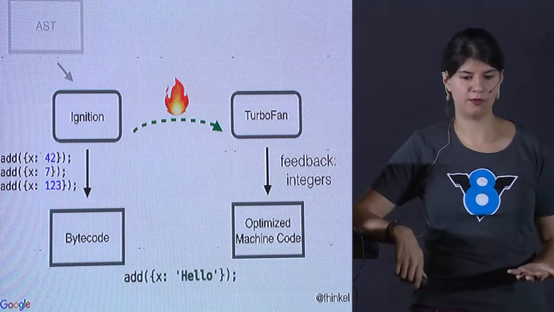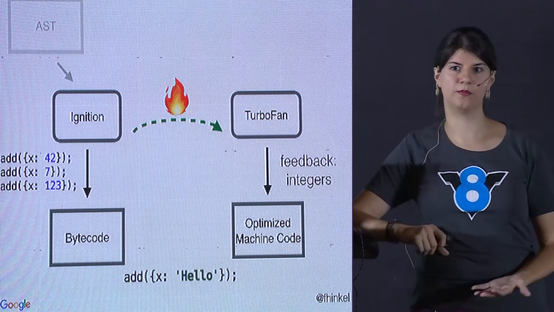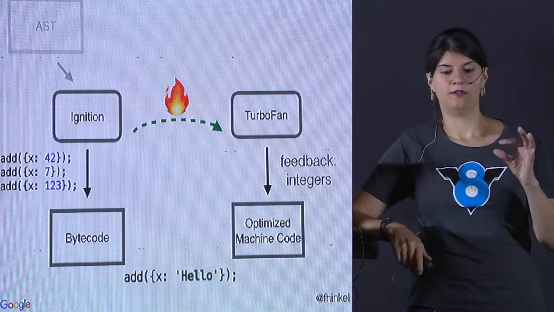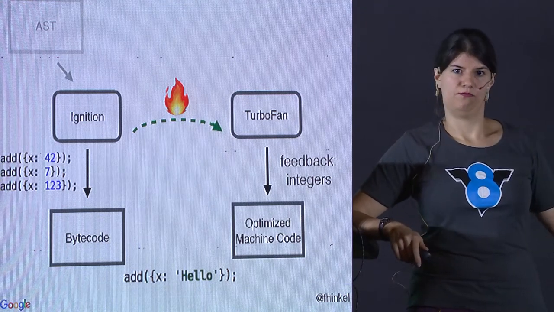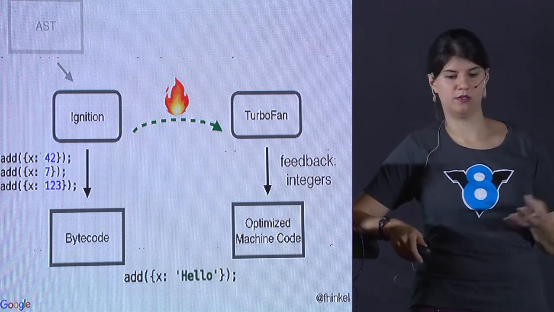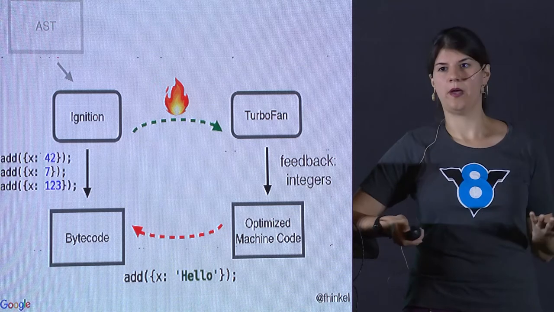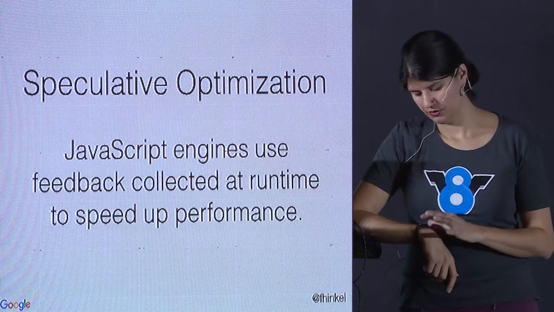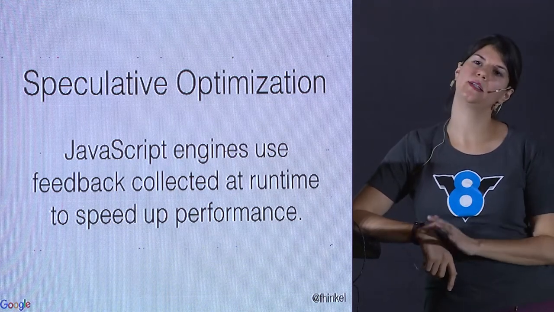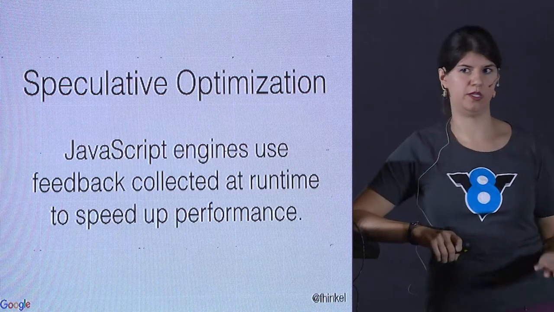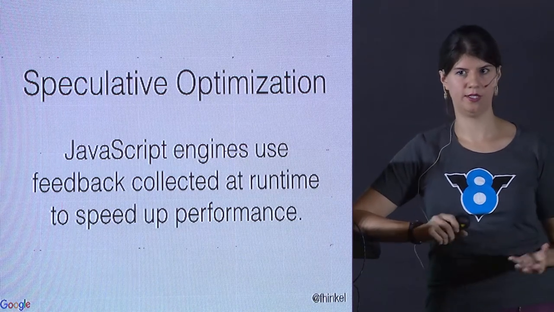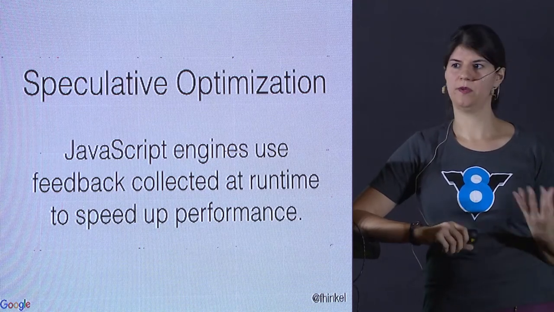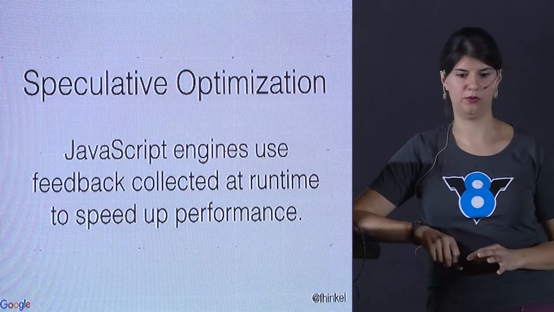And if we ever change our mind, or if there's different kind of data coming from the customer that turns into different objects, then we violate the assumption that the parameter is an integer, so this feedback doesn't quite match anymore, and we'll just go back here to the slower bytecode. So just-in-time compilers, they use this speculative optimization. They run a few times, they collect information at runtime, and then they speculate what will happen. And then they use these speculations to make better and faster code.